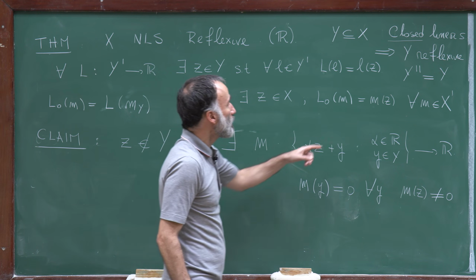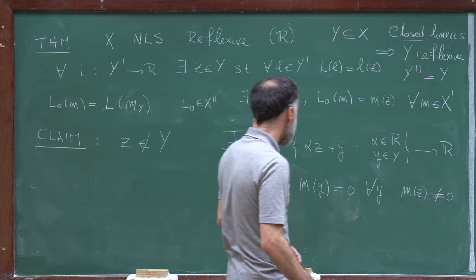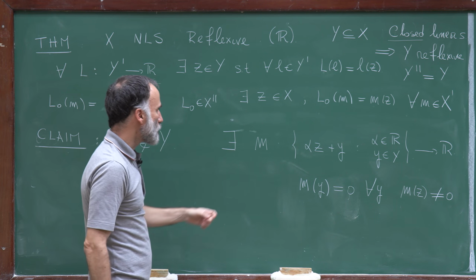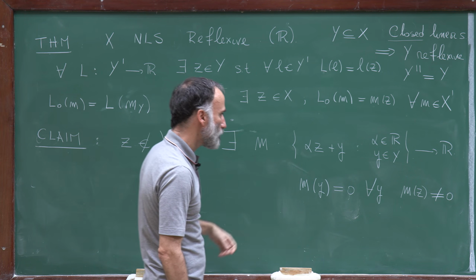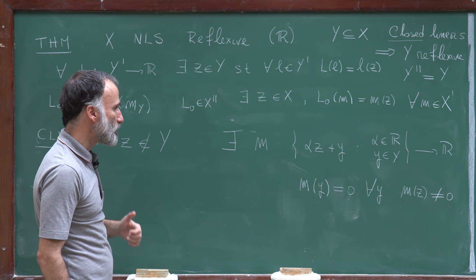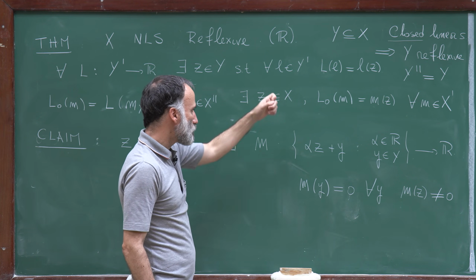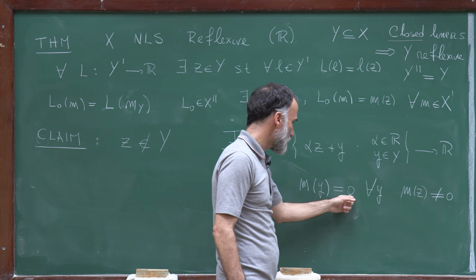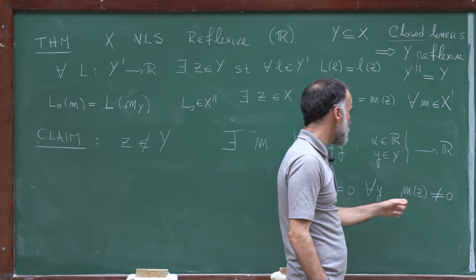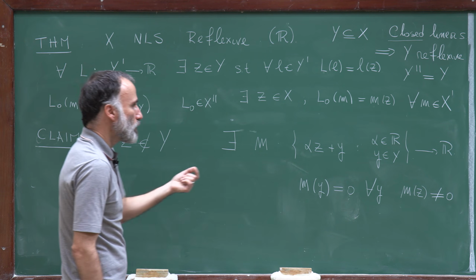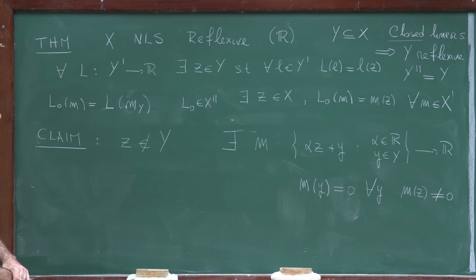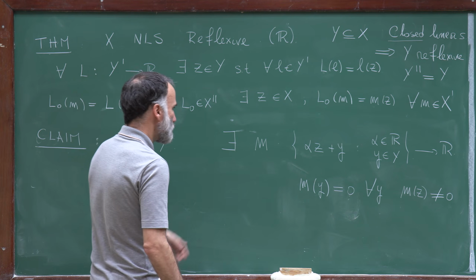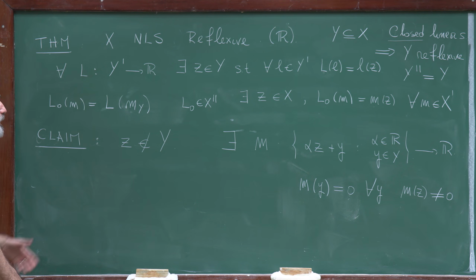So we've seen that because Y is a closed linear space, we can define such a bounded linear functional. We've proved that many times. So since Y is closed, we can define a bounded linear functional which vanishes on Y and which doesn't vanish at that point z, which doesn't belong to this closed subspace Y. So this is possible.